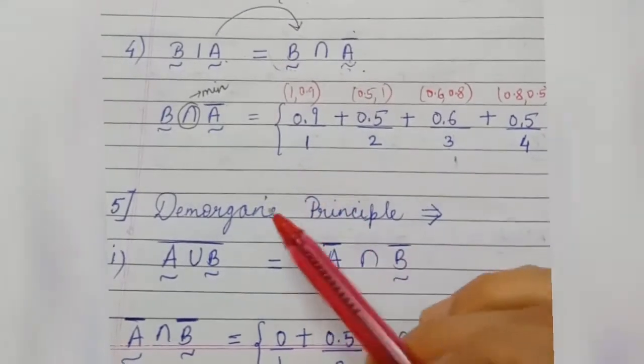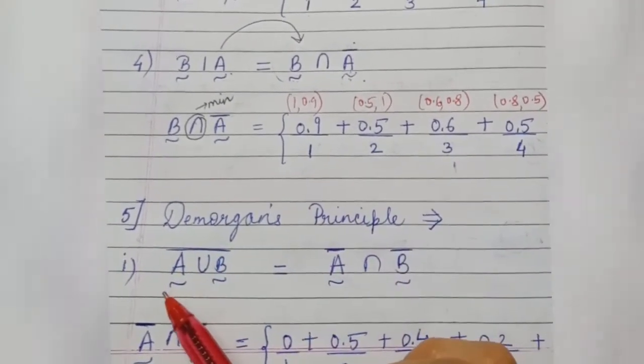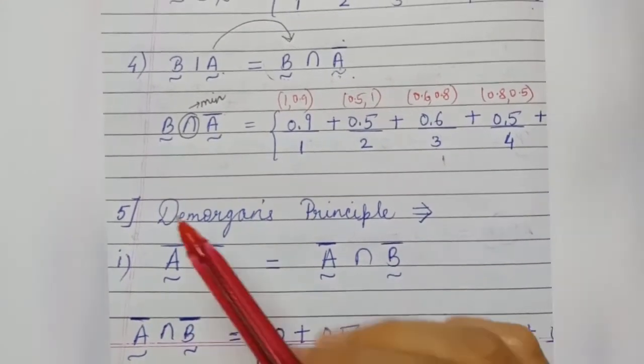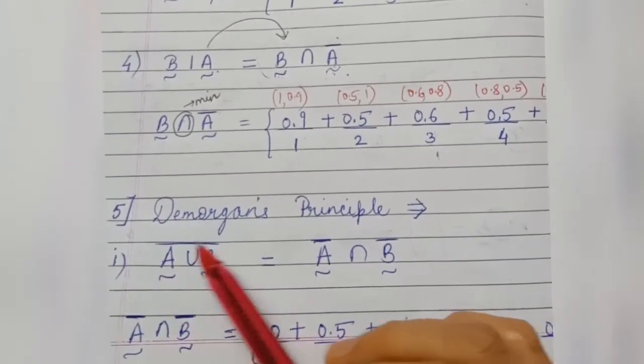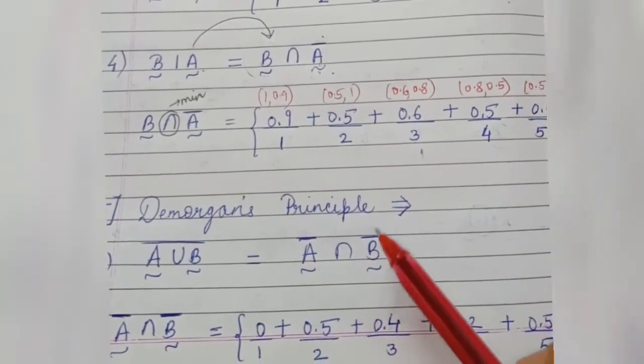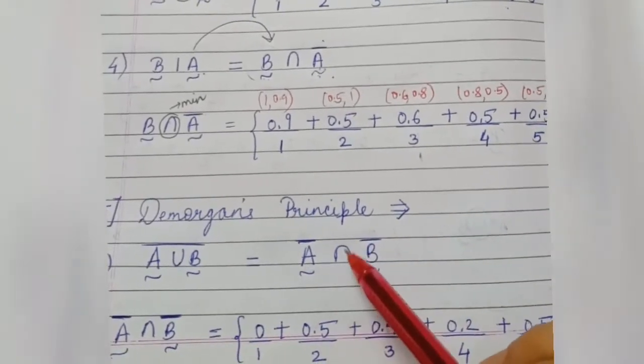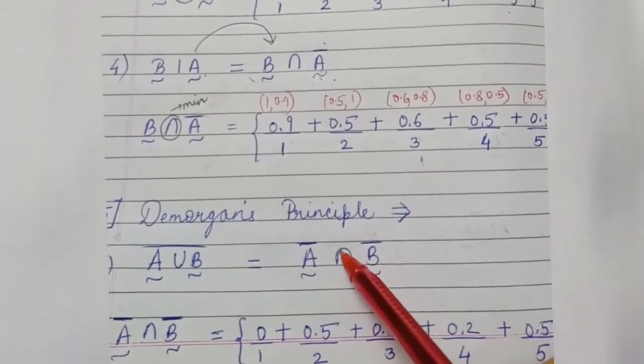Now let's calculate the last operation, the fifth operation, De Morgan's principle. The first De Morgan's principle is A union B whole set complement equals A complement intersection B complement. For this, let's calculate first the RHS. This is LHS and this is RHS.